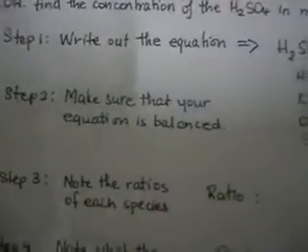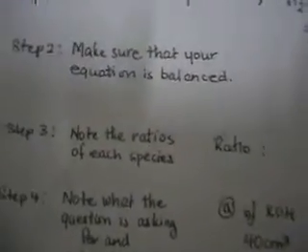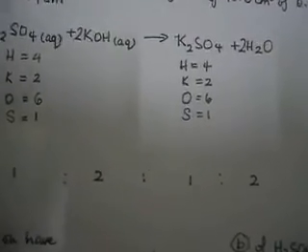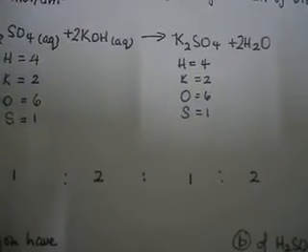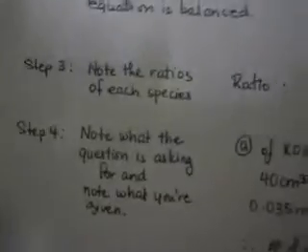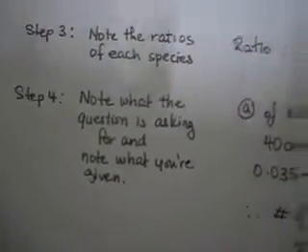So for step 2, make sure that your equation is balanced, and that's exactly what we did. Step 3, note the ratios of each species. We always do that. So we have a 1 to 2 to 1 to 2 ratio of sulfuric acid to potassium hydroxide. That gives potassium sulfate and water. And then step 4, you note what the question is asking for and note what you're given.